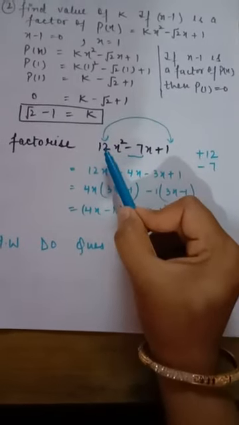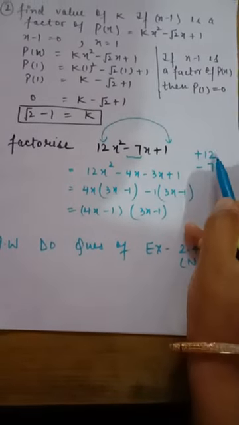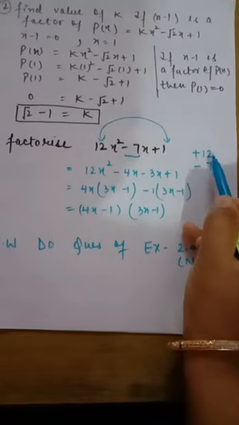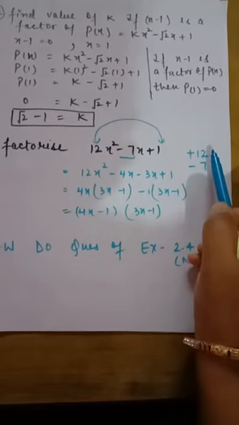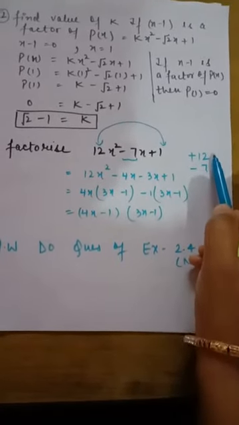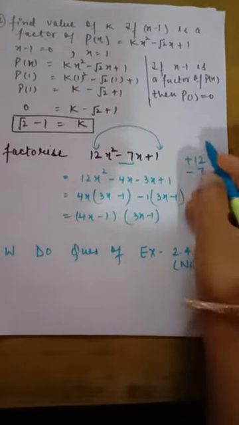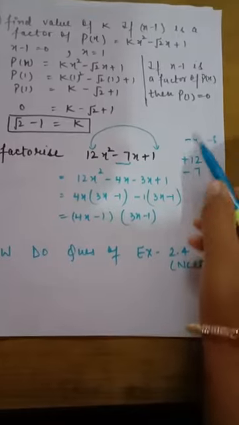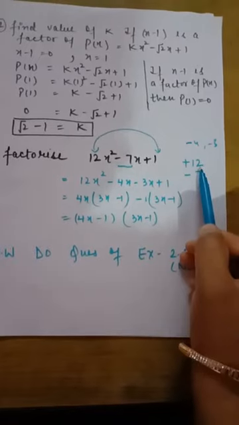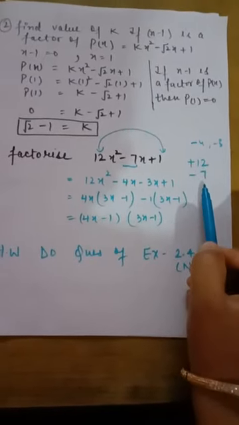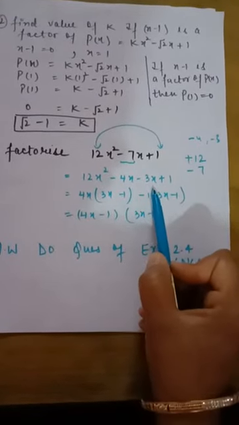First of all, we should multiply the coefficient of x square and the constant number with sign. So I got plus 12 and the middle term is minus 7. So we should make 2 numbers whose multiplication is plus 12 and whose addition or subtraction is minus 7. So I took minus 4 and minus 3. If I multiply these 2 terms, the answer is plus 12. If I add them, the answer is minus 7. So minus 7x is broken into 2 parts, minus 4x minus 3x.